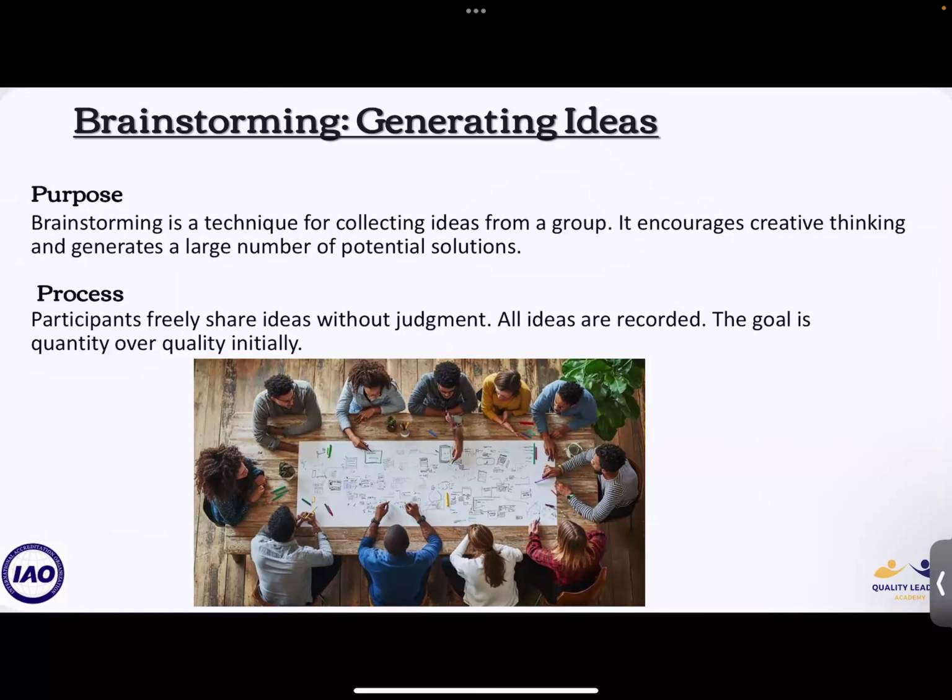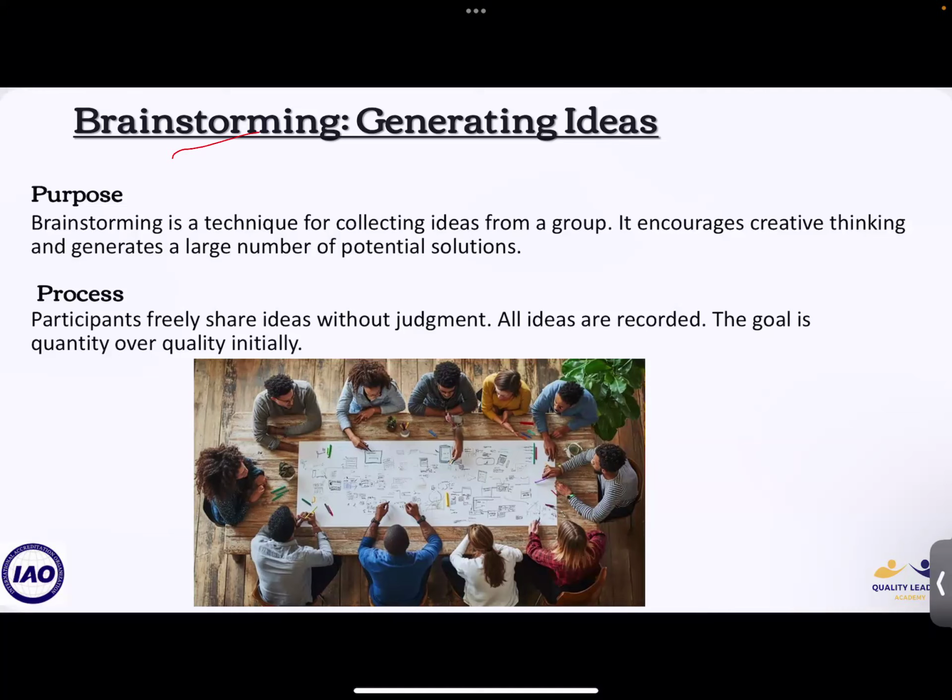So after we have made the process and created the process steps, we might ask what are the problems that might come from each step of the process? Or there might be a problem that has already happened and we do analysis for it. We also want to do brainstorming to identify the problems that occurred in each step of the process.